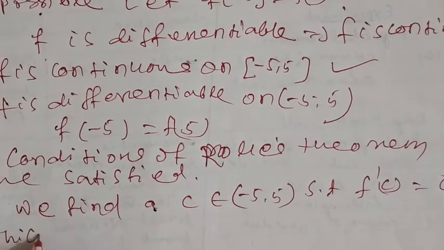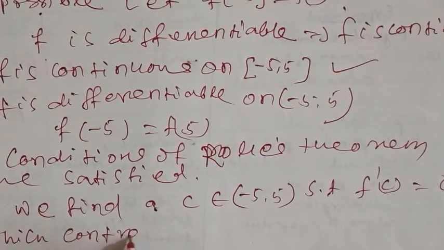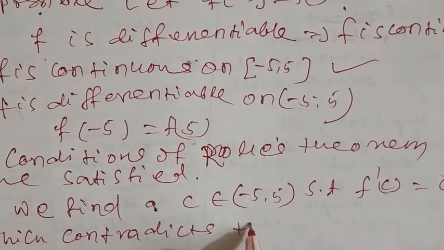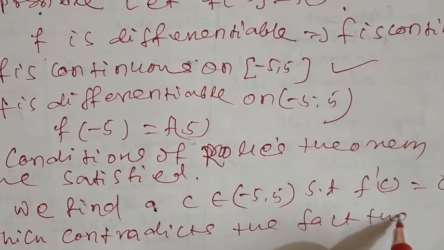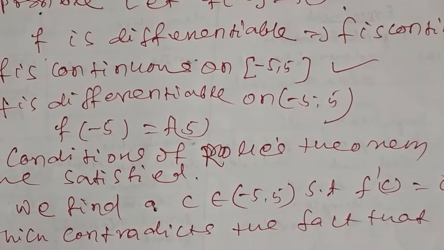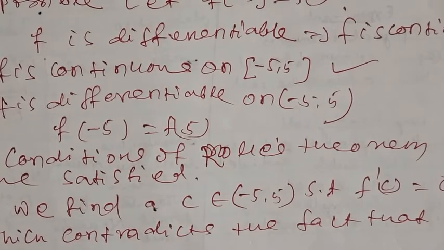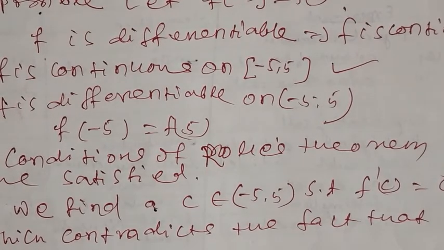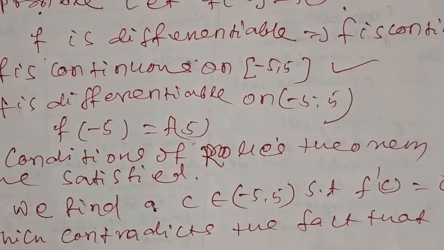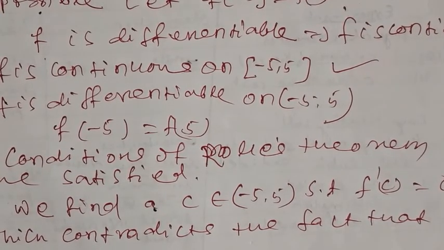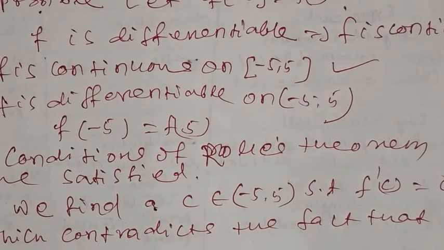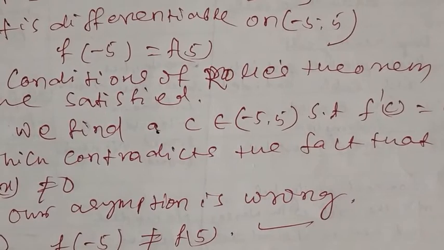which contradicts the fact that f'(x) never equal to 0. That is a contradiction. Therefore, our assumption is wrong. So what is right? That implies f(-5) never equal to f(5). Very simple. Getting the idea?